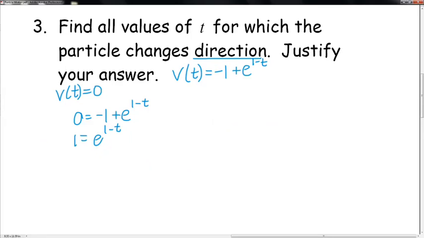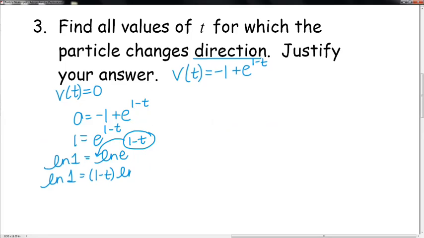And so now if I want to be able to get to the exponent, I need to take the ln of both sides. So the ln of 1 is equal to the ln of e to 1 minus t. Again, according to log rules, if I have something raised to a power, that means it comes in front. You learned that in Algebra 2 and pre-cal. So this gives me 1 minus t times ln of e. Ln of 1 is equal to 0. Ln of e cancels, it becomes 1, so I'm left with 1 minus t.